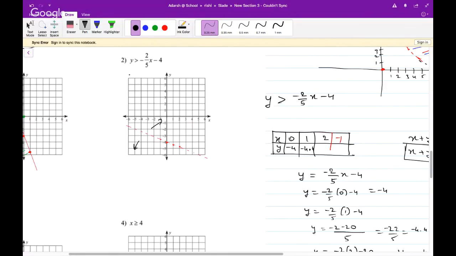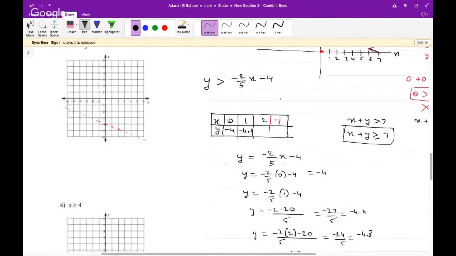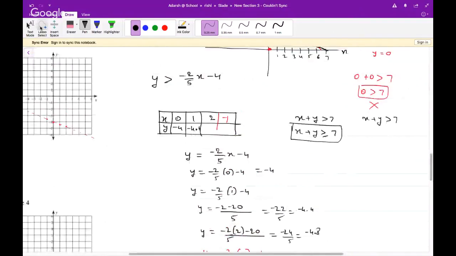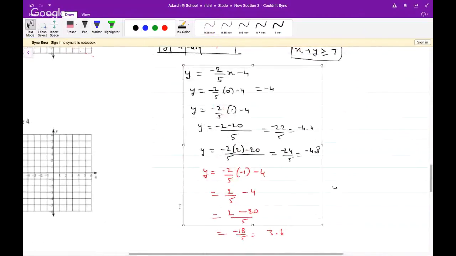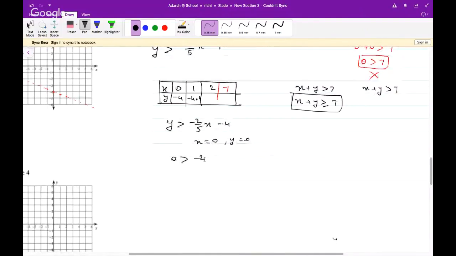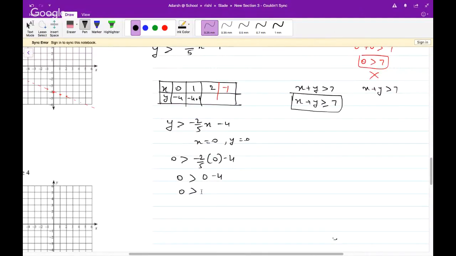We are not sure. So what we'll do is we'll assume a couple of x and y values, which can be 0 and 0. So what is our question? y is greater than minus 2 by 5x minus 4. So let us take x equal to 0 and y equal to 0 and see. So 0 greater than minus 2 by 5 into 0 minus 4, so 0 greater than 0 minus 4, greater than minus 4.